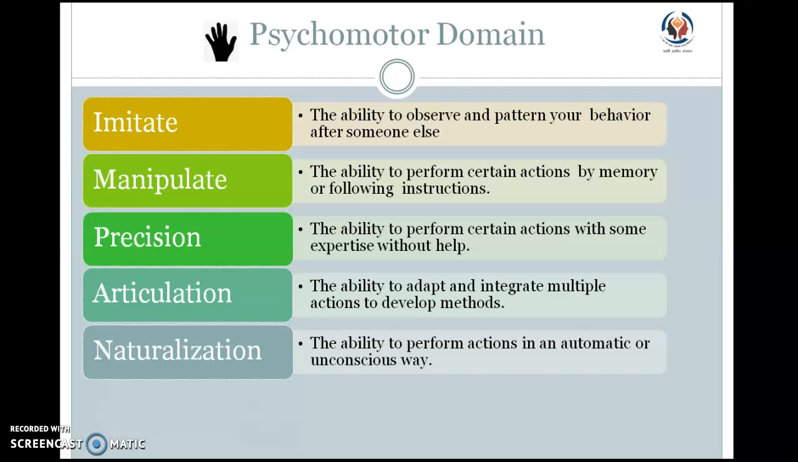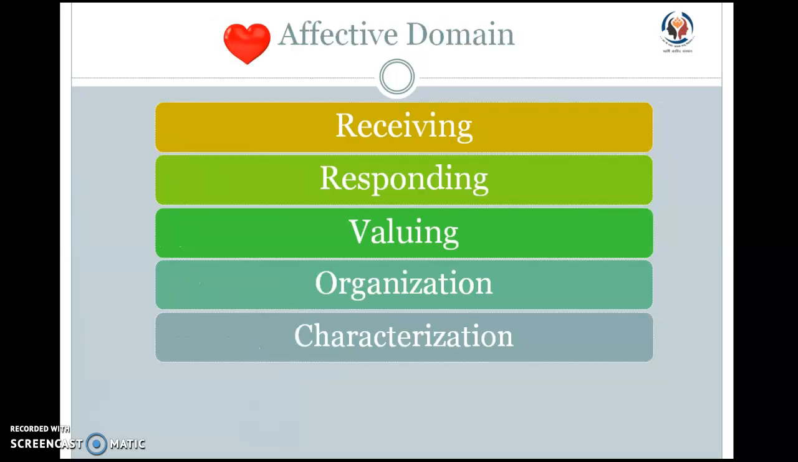Now the affective domain, where the information is received and responded to, then valued, organized and characterized. So these are the step by step stages in the affective domain: receiving, responding, valuing, organization and characterization.